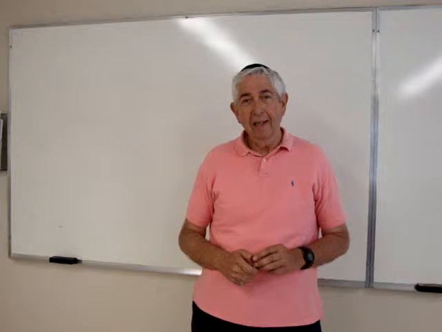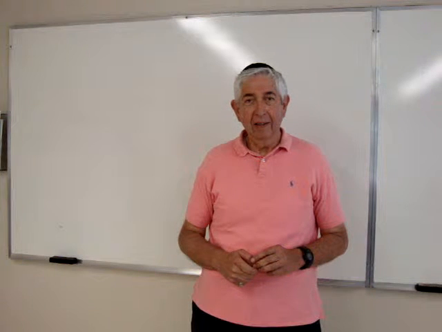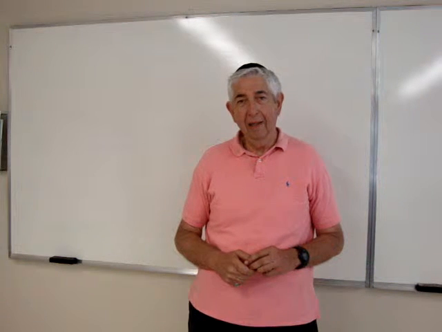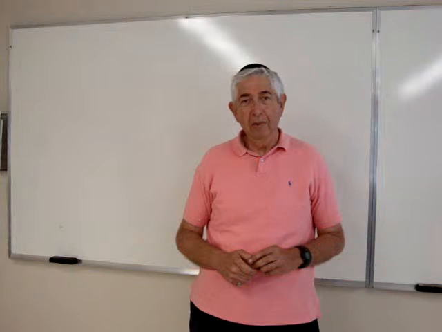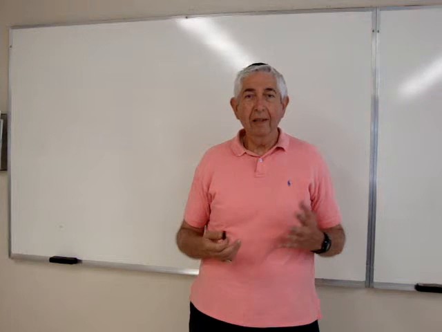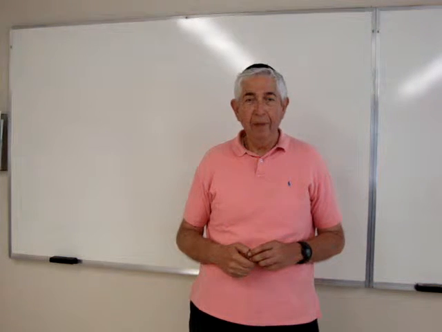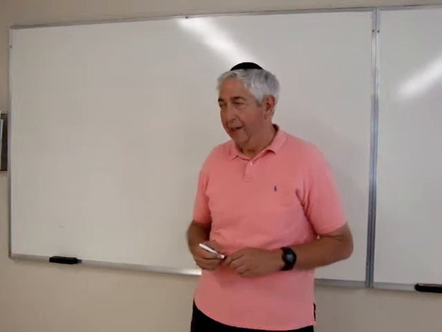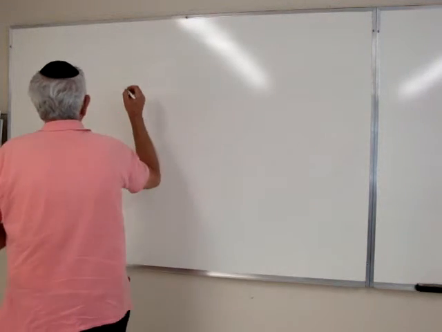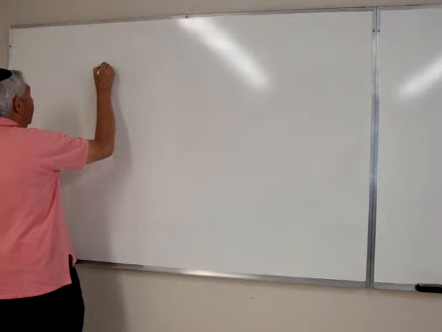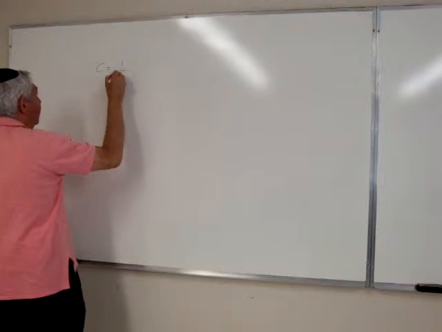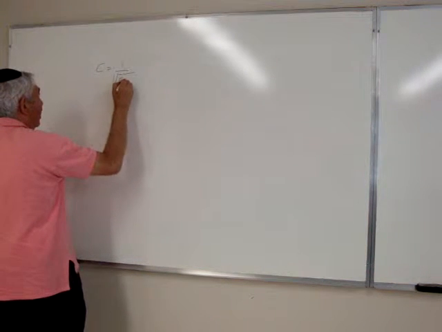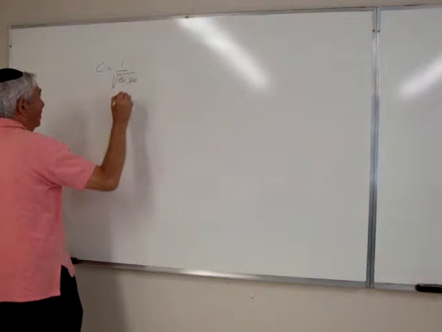Maxwell, in the 1860s, found that the electric constant and the magnetic constant produce the speed of light, and he did this by looking at the units. I'm going to start by saying that the speed of light is equal to 1 over the square root of the electric constant and the magnetic constant.